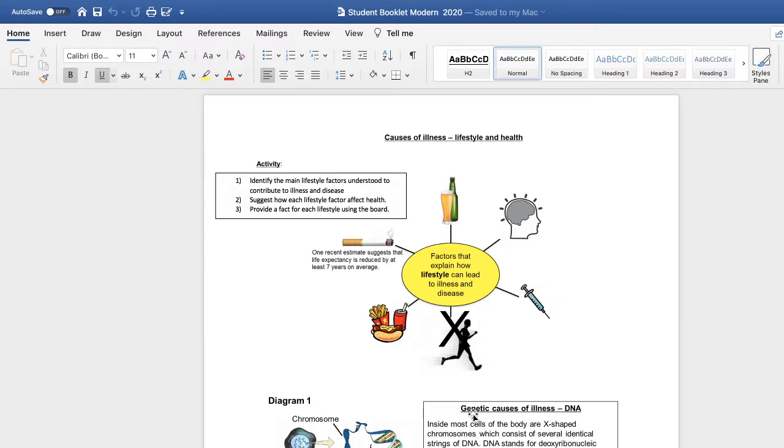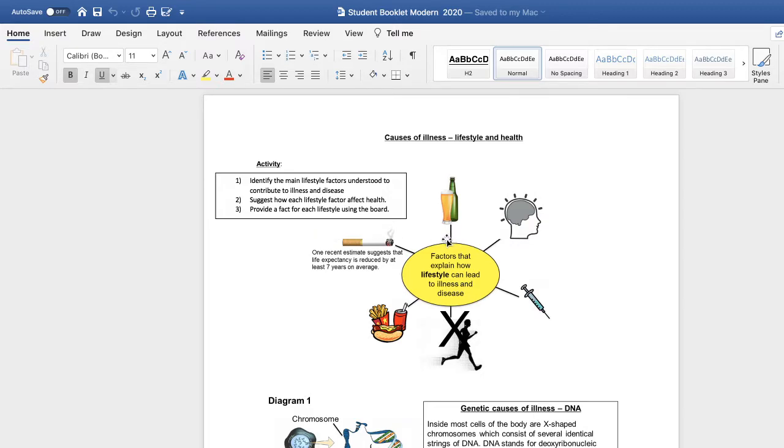Now there's not a lot of space here, so you're going to have to write quite small, but the instructions are in your booklet. First of all, you have to identify the main lifestyle factor understood to contribute to illness and disease. So out of these pictures, what do you think they're talking about? Lifestyle factor is just how your everyday life is. Over here, it's a picture of a cigarette, so we can do a title of smoking.